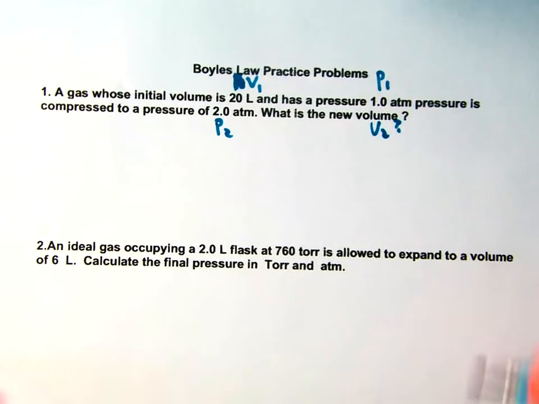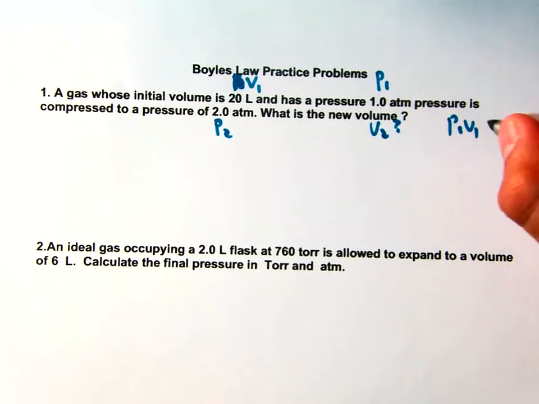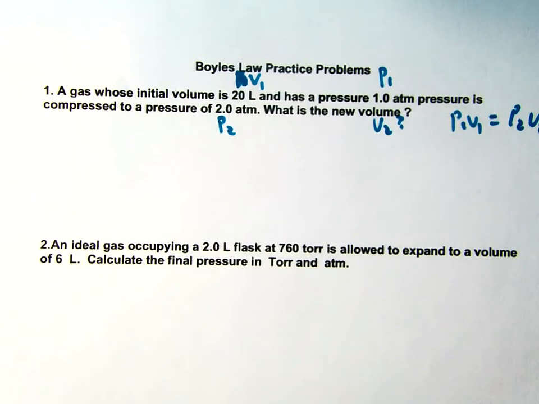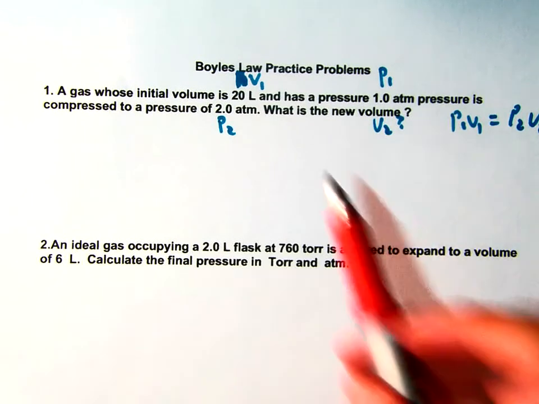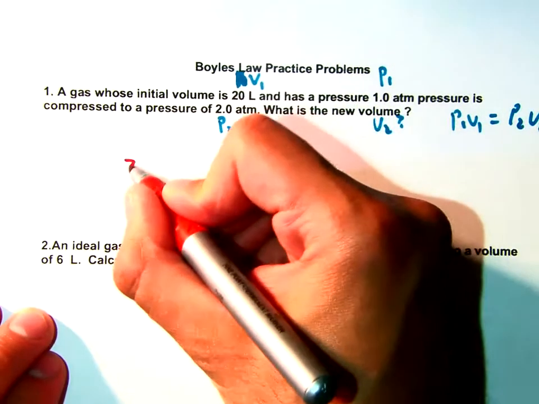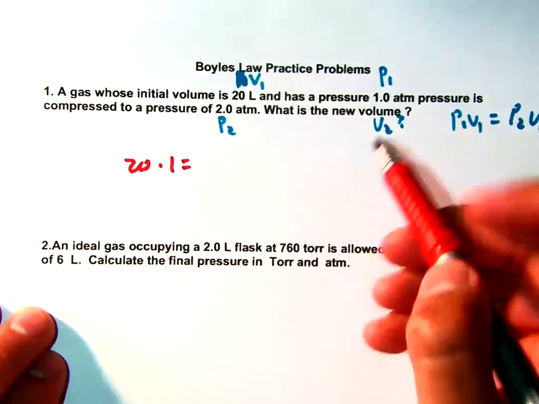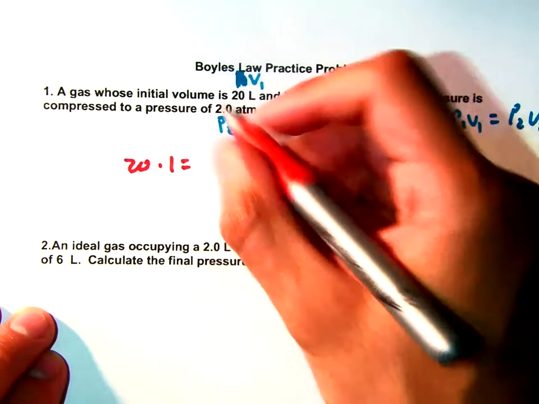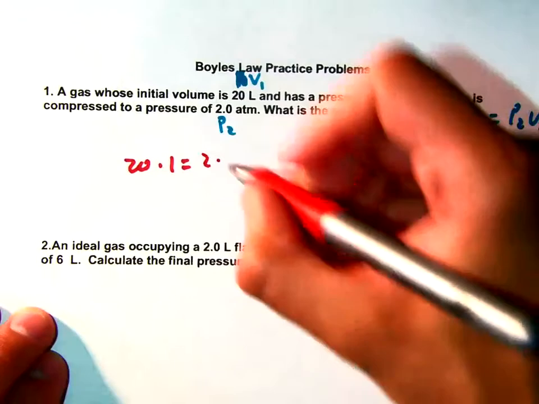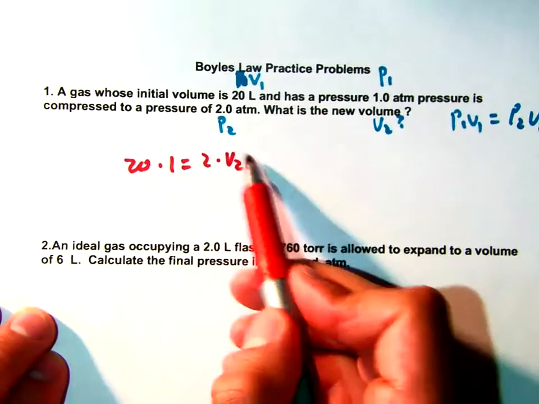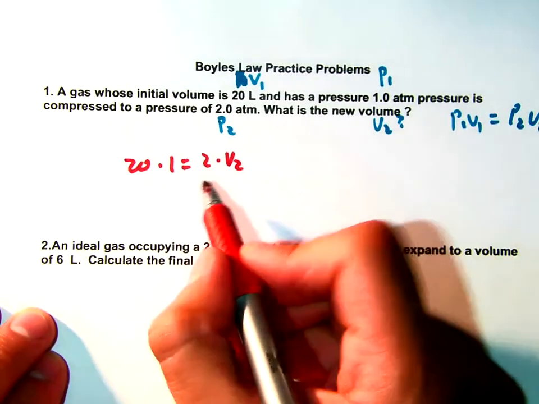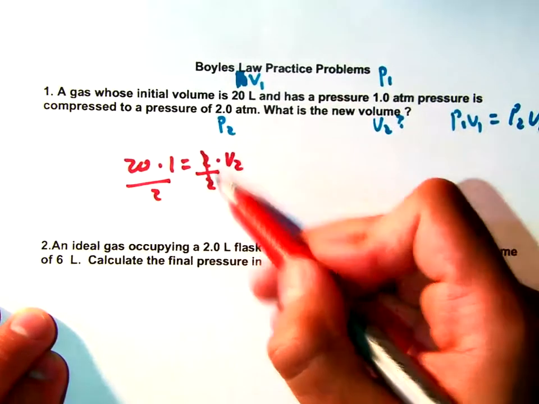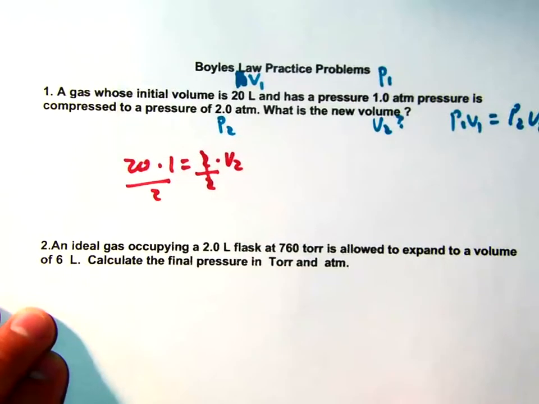So let's remember the equation. P1 V1 equals P2 V2. I'm just going to plug everything in and then solve. I know my volume 1 is 20. So 20 times 1 is equal to, well, my P2 is 2, so 2 times V2, right? I want to solve for that, so I need to get this on the other side. So I need to divide. Divide by 2, divide by 2. This cancels out. My volume is 20 times 2 divided by 2.